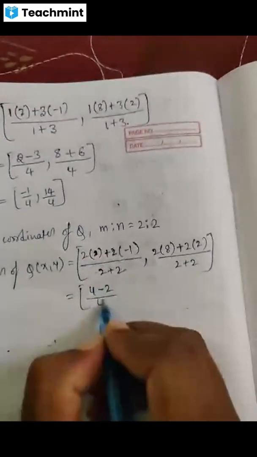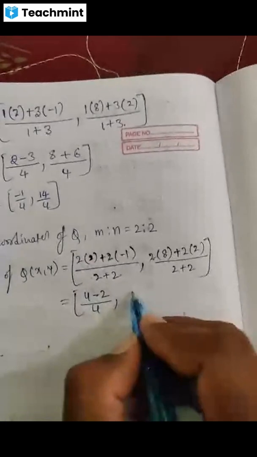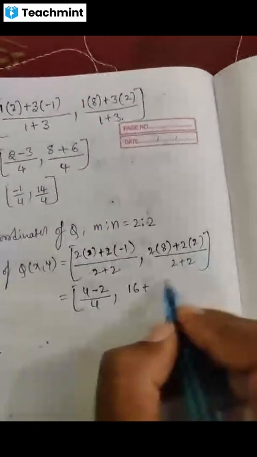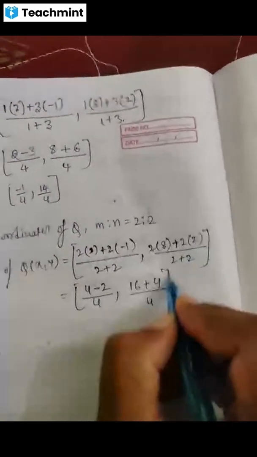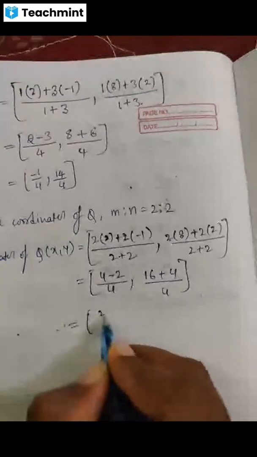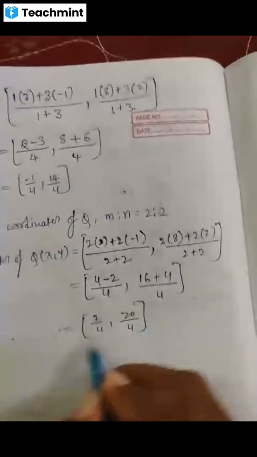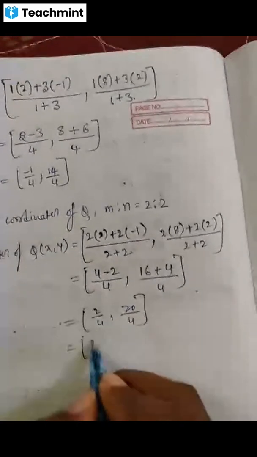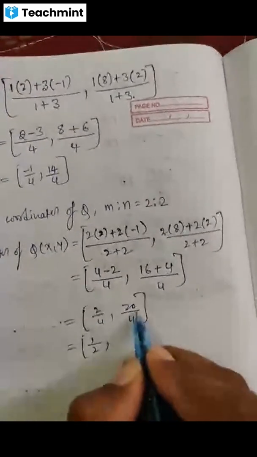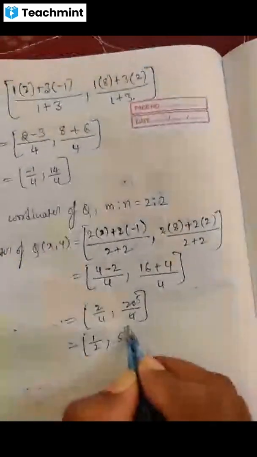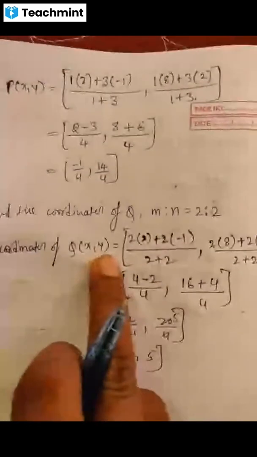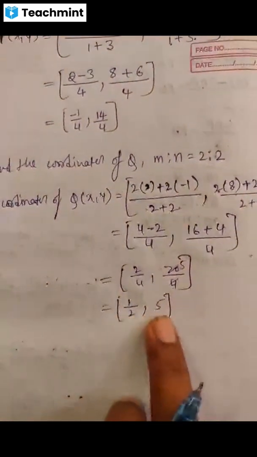So 2 plus 2 is 4 divided by 2 8s are 16, 2 2s are 4 divided by 4. That is equal to 2 by 4 comma 20 by 4, which is 1 by 2 comma 5. So the coordinates of Q (x, y) are 1 by 2 comma 5.